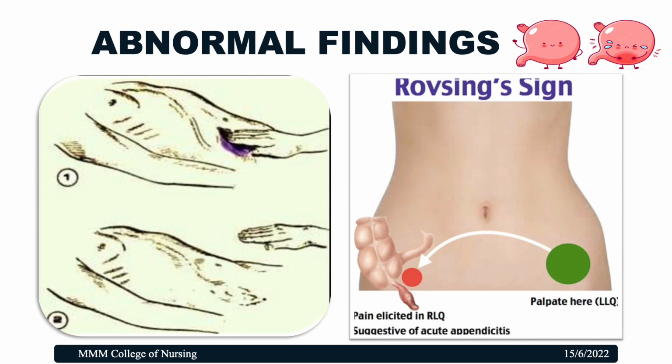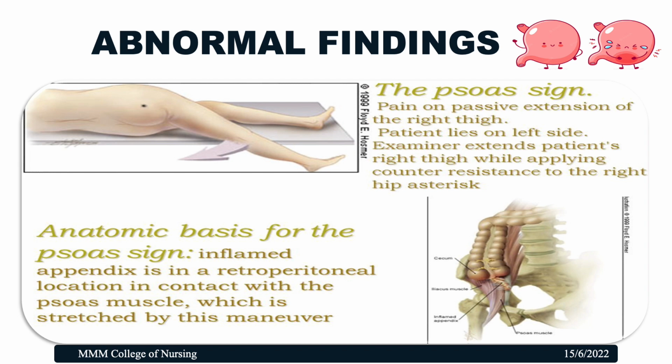Here the pictures show the technique of applying pressure and releasing and Rovsing sign. This picture addresses the assessment of psoas sign.